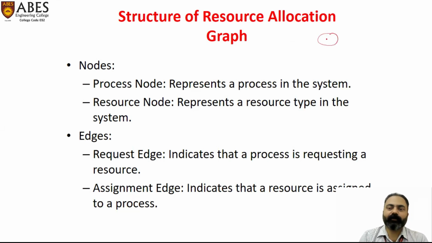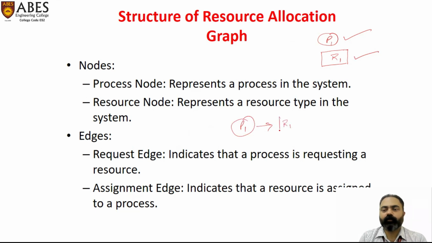We can see here, in a resource allocation graph, there is a node. We represent a process with a circle, and for a resource, we use a node with a rectangle or a square. If we talk about edges, suppose P1 is requesting R1. Then we can show it like that, an edge from P1 to R1. It denotes that P1 is requesting R1.